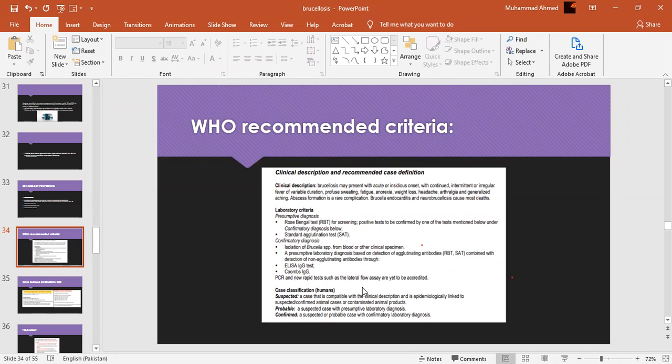A presumptive laboratory diagnosis is based on detection of agglutinating antibodies combined with detection of non-agglutinating antibodies by ELISA and Coombs test. PCR and new rapid tests such as the lateral flow assay are yet to be accredited.